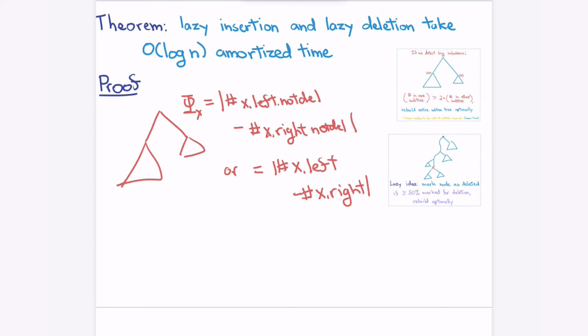Of total nodes, marked or not. Yeah, when you rebalance, you can just delete the marked nodes on the spot.